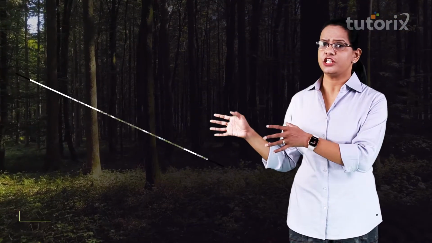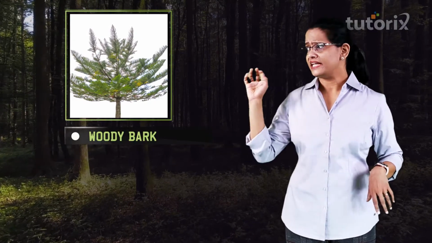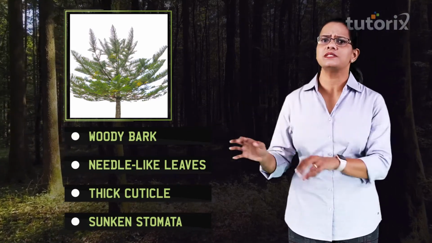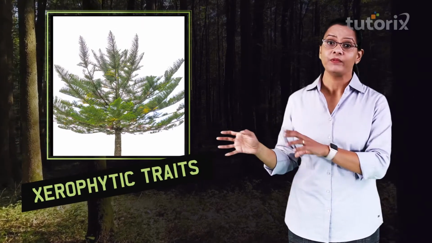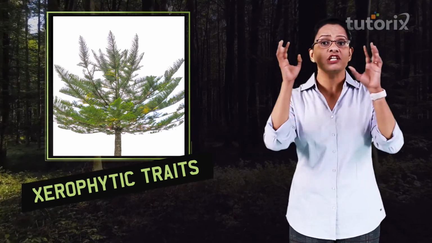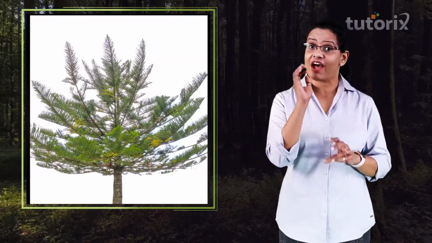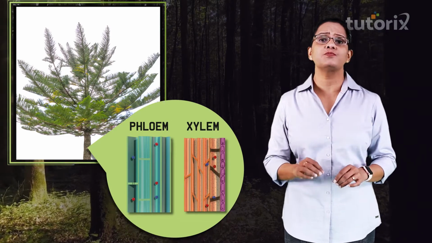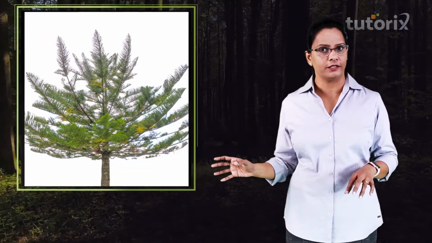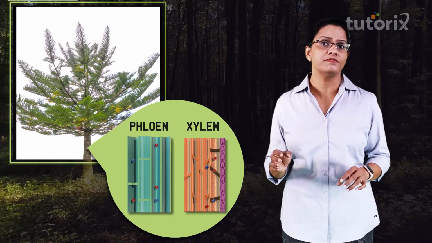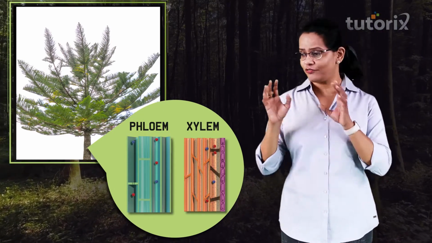So looking at these features of gymnosperms like the woody bark, needle-like leaves, thick cuticle and sunken stomata, we can say that gymnosperms have most of the traits which are xerophytic. And these xerophytic traits are basically adaptations by them to combat extremes of temperatures that they experience in colder regions. Friends, the gymnosperms are vascular plants, which means that they have well-developed xylem and phloem for the transport of water and food throughout the plant body. There are differences in the structure of xylem and phloem from the angiosperms, which we will take up when we talk about anatomy of these plants.